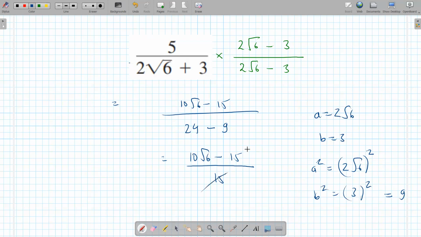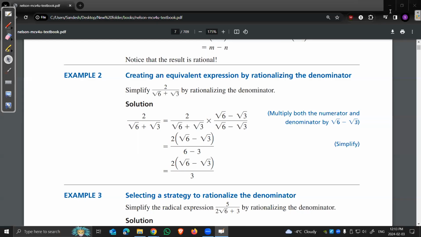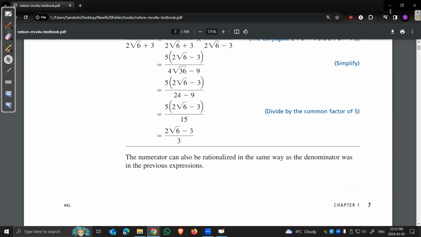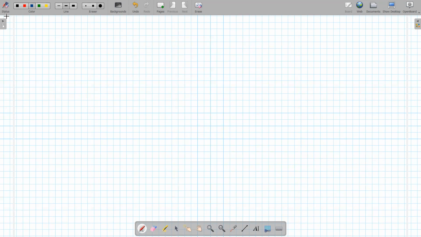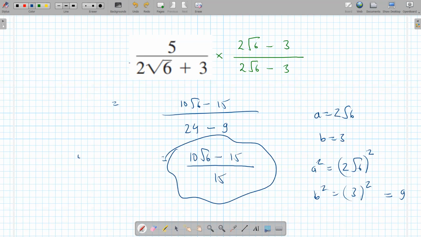Can we cancel out the 15s? No, and that's it. That's as far as you can go, and that's the answer. Nothing too complicated. It's just a squared minus b squared. I guess you could take out a 5 here. That's what they did. If you take out a 5, you're left with 2 root 6 minus 3, 15. And then you can cancel out the 15 with the 5, leaving a 3. So this would be the actual final answer.